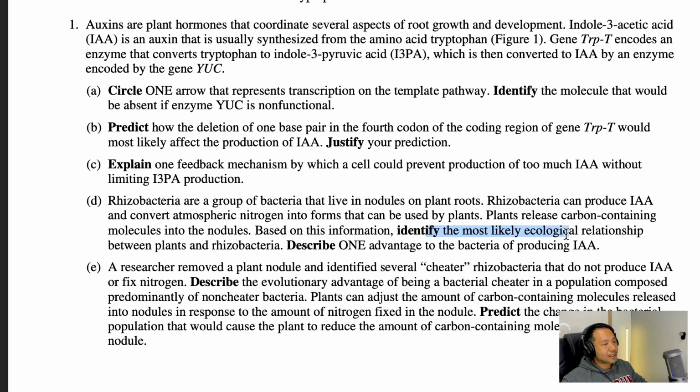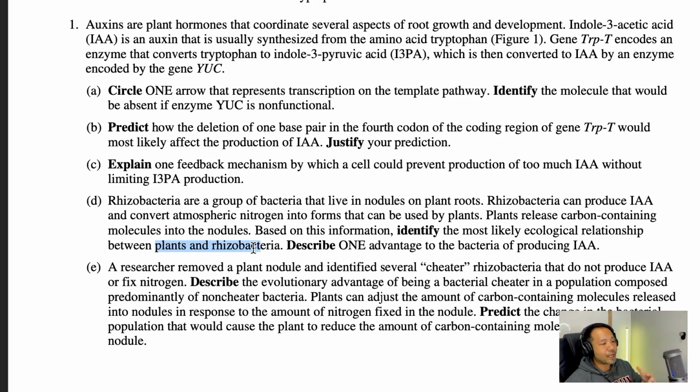Identify the most likely ecological relationship between plants and rhizobacteria. So that would be mutualism. One of the things that I would be careful of is just using the word symbiosis. Symbiosis includes mutualism, but it also includes things like parasitism. So you probably don't want to conflate the terms symbiosis and mutualism. Mutualism is a type of symbiosis, and in this case, it's very specific.